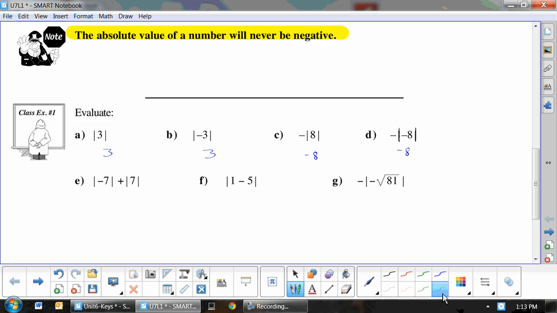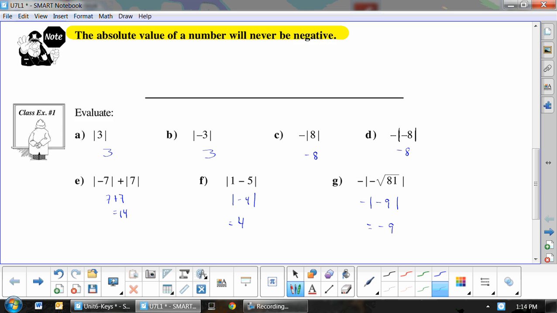Josh? Answer to E. Exactly. 7 plus 7 is equal to 14. Okay. Paul, F? Exactly. So we get negative 4 inside those absolute values, but we get 4 overall. Teresa? G. Negative 9. You got it. So we get negative 9 inside is equal to negative 9.